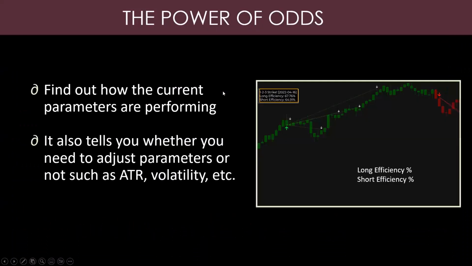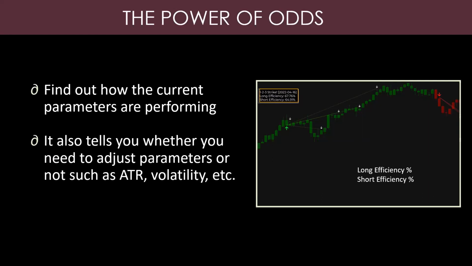So what we've seen is the power of odds, of having these statistics on the chart, because they will not only tell you how well the indicator has been performing, historically speaking, but they will also allow you to see what is the effect of a parameter change. So if I change, for example, the volatility period parameter or the ATR period parameter from 7 to, I don't know, 9 or 12 or 14, what is the effect of that change?